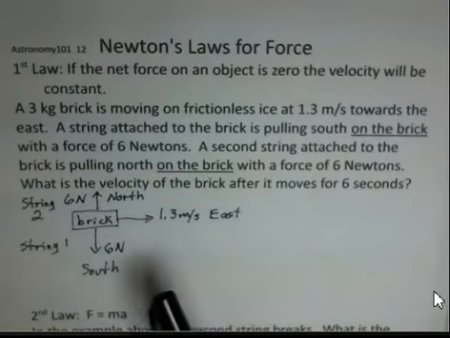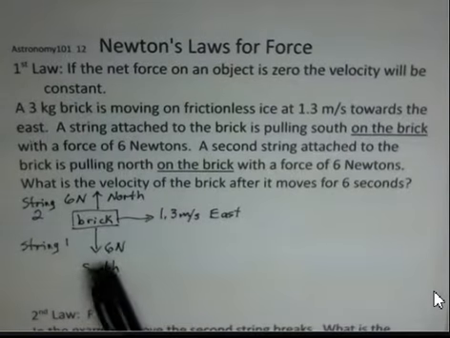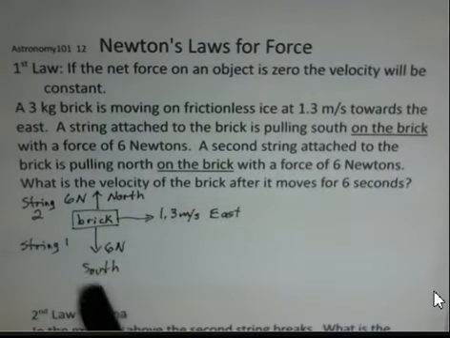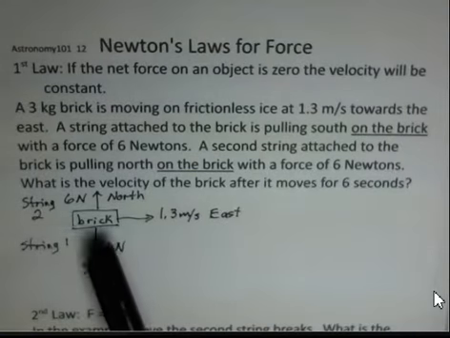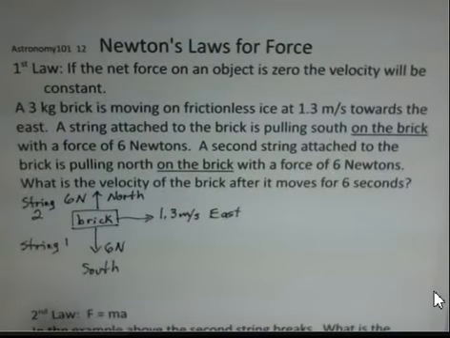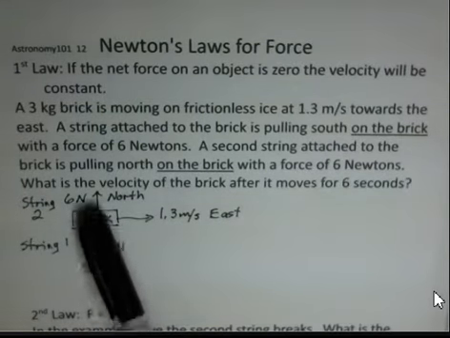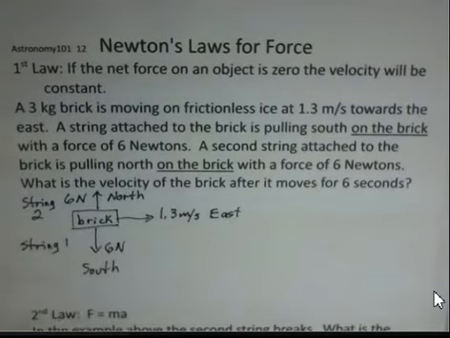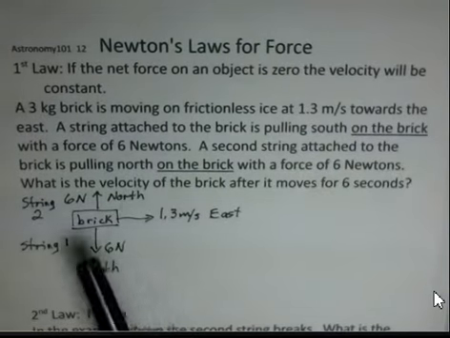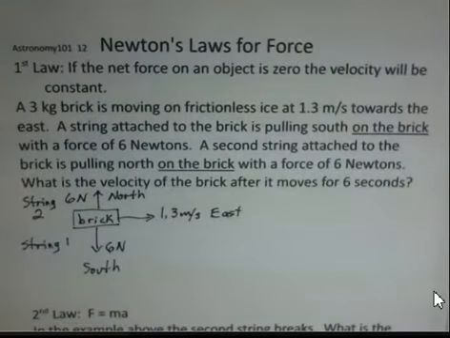And there are two strings attached to the brick. String number 1, pulling horizontally. Again, we're looking at the top view. So from the top, we have the string horizontally towards the south with 6 newtons of tension in the string. And a second string pulling to the north on the brick with 6 newtons of force. So what's our velocity after this brick moves for 6 seconds or 10 seconds or 20 seconds?